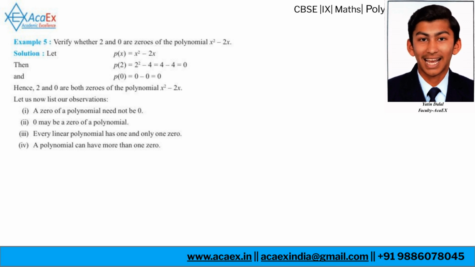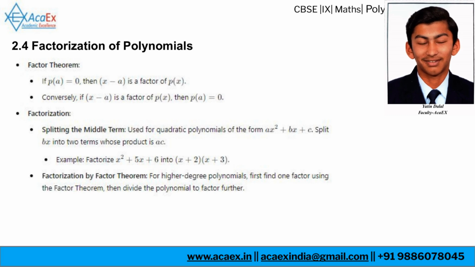Observations: 1. A zero of a polynomial need not be 0. 2. 0 may be a zero of a polynomial. 3. Every linear polynomial has one and only one zero. 4. A polynomial can have more than one zero. Factorization of polynomials. Factor theorem. If p(a) equals 0, then x minus a is a factor of p(x). Conversely, if x minus a is a factor of p(x), then p(a) equals 0.